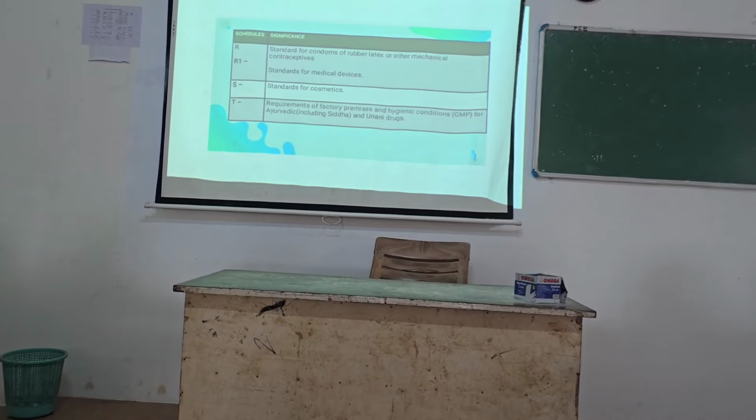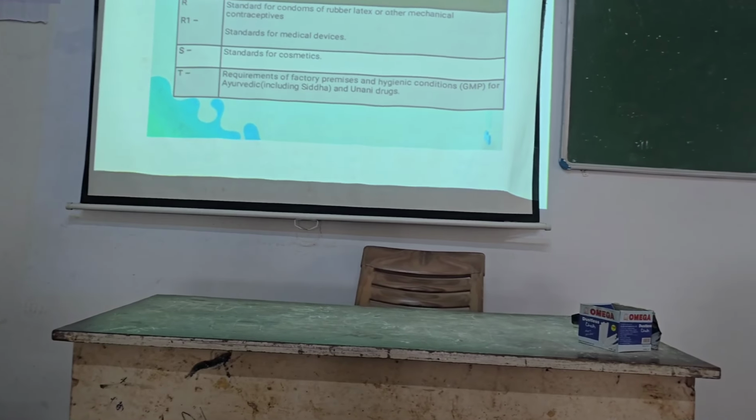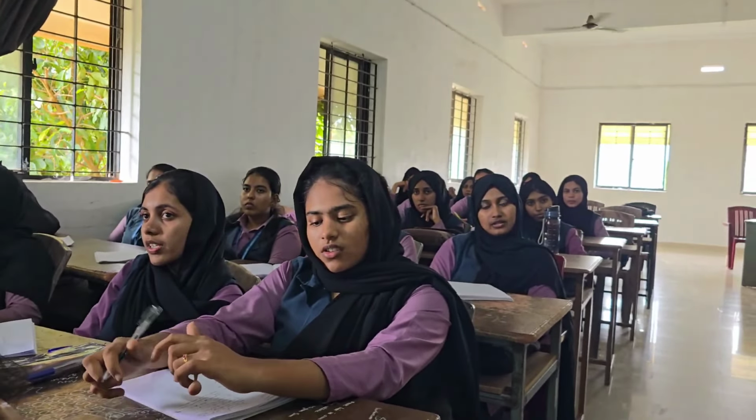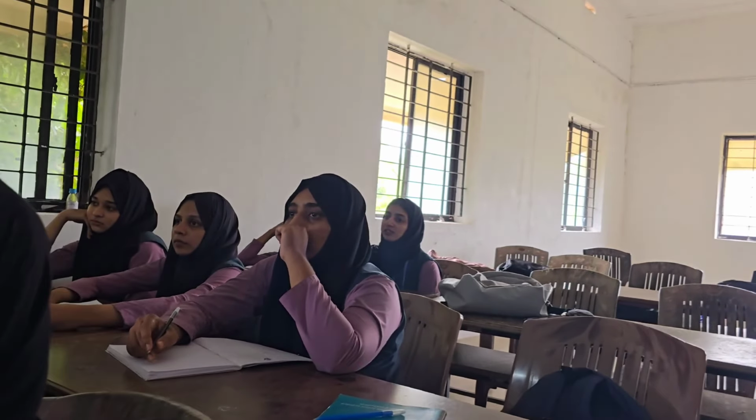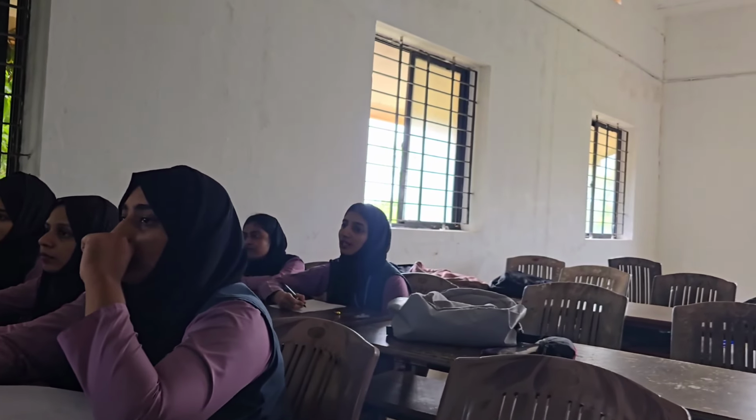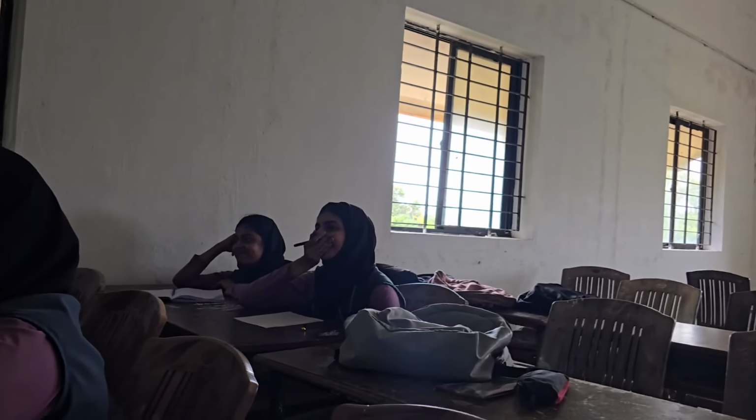Then R is the standards for condoms of rubber latex or medical contraceptive, and S is the standard of cosmetics, and T is the requirement of factory, premises and hygienic condition for Ayurveda, Siddha, Unani system of medicine. And U is the particulars to be shown in manufacturing records, and V is the standard of patent and proprietary medicine, and W is the drug which are only marketed under generic name, and at last Schedule X is the list of narcotic and psychotropic substance.